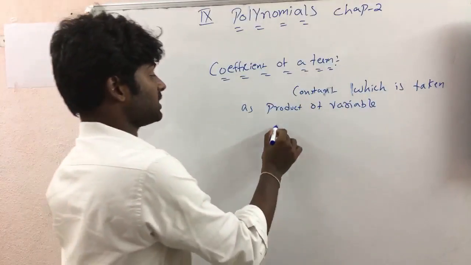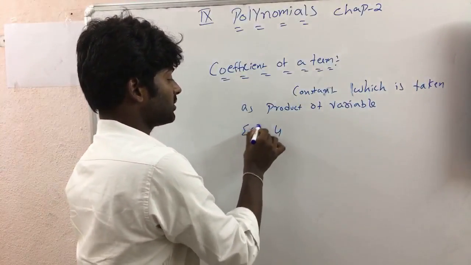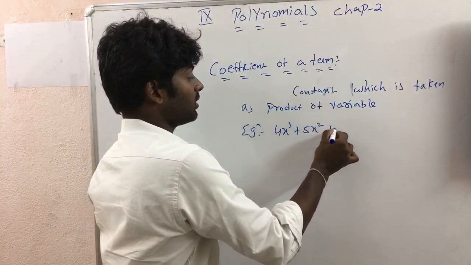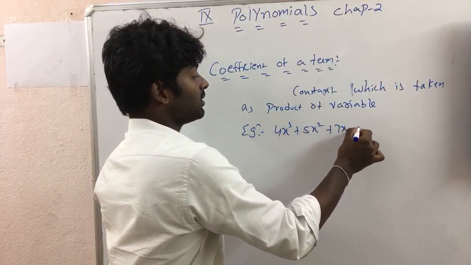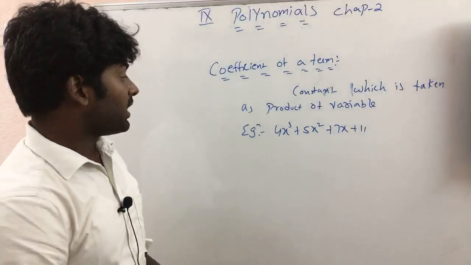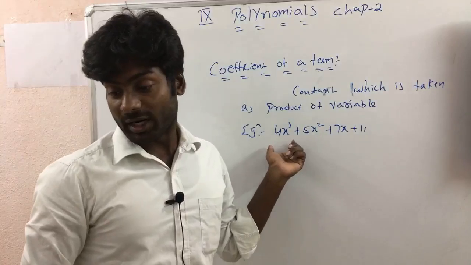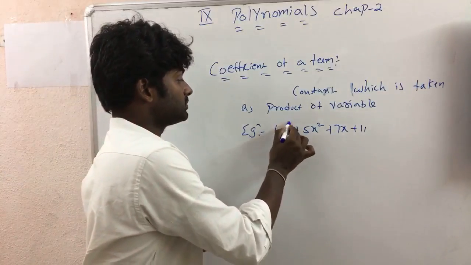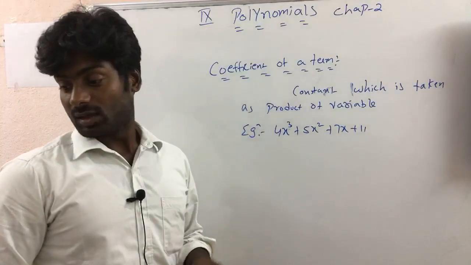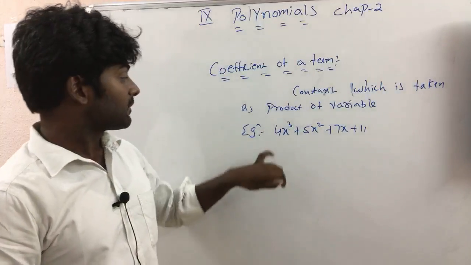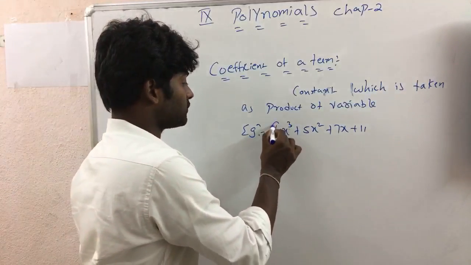For example, if I am taking an example here, 4x cube plus 5x square plus 7x plus 11. If I ask the coefficient of x cube, what is the coefficient of x cube here? Yes, 4. The coefficient of x cube is 4.